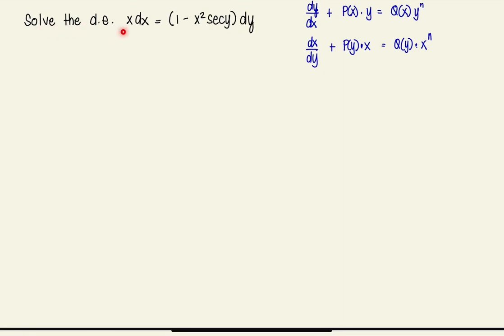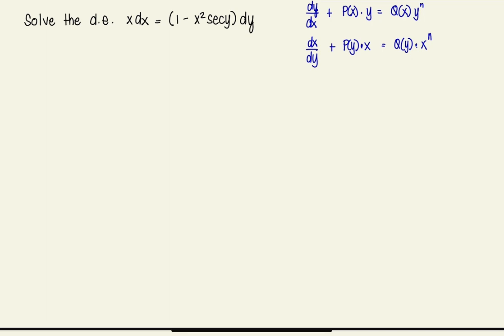Let us solve the differential equation x dx equals 1 minus x squared secant y dy as a Bernoulli's differential equation. So the first thing that we have to do is to reduce it into a standard form, either the first standard form, dy/dx plus p of x y equals q of x y raised to the power of n, or dx/dy plus p of y x equals q of y x raised to the power of n.